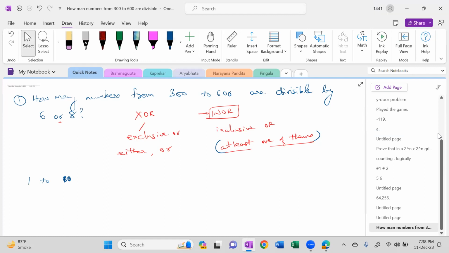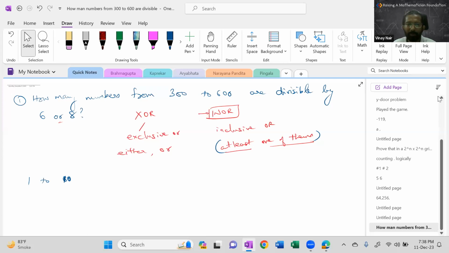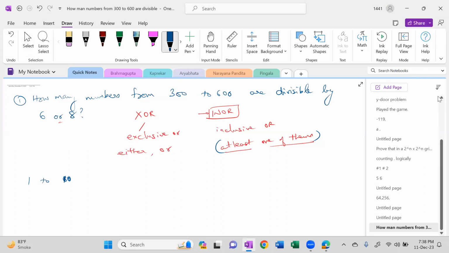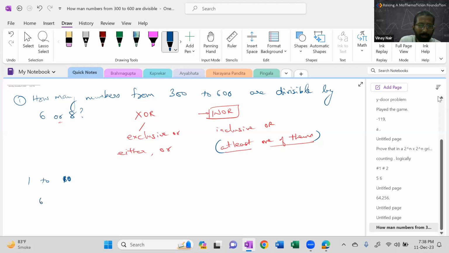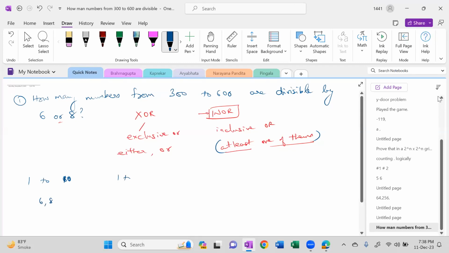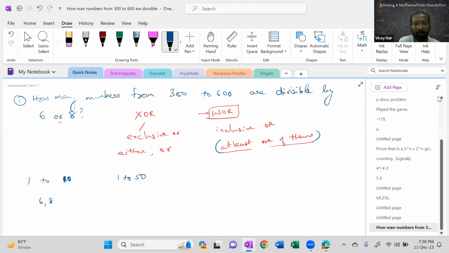Suppose I say from 1 to 10, how many numbers are divisible by 6 or 8? What will your answer be? It will be 2, because it can be 6 or it can be 8, right? Suppose I say 1 to 50. What will your answer be? Or you can tell me how you will find the answer. That's also fine.